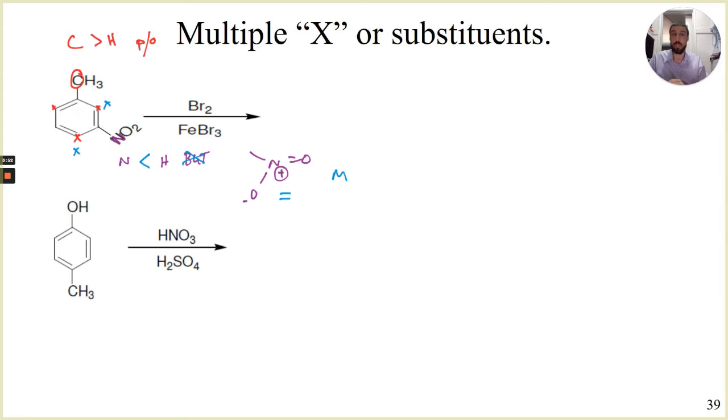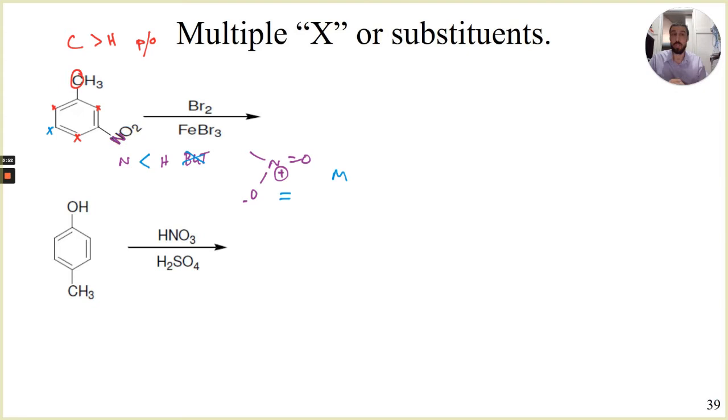So now, meta to the nitro would mean here, and where that methyl is. Clearly, where the methyl is, we're not going to get a substitution because the methyl is there. Remember, these substitutions are for hydrogen. So if we looked at just that analysis, all 4 positions could potentially react.